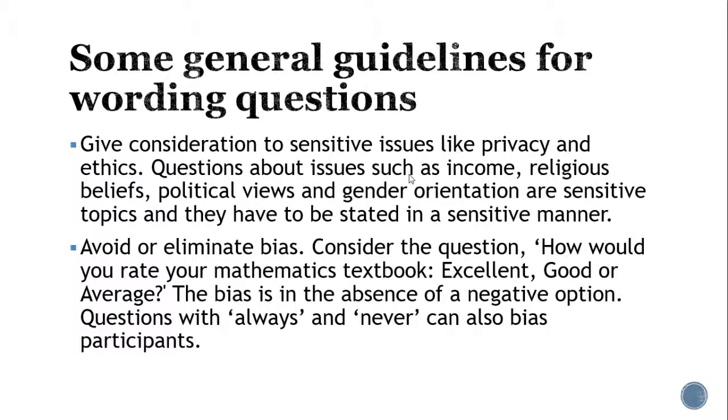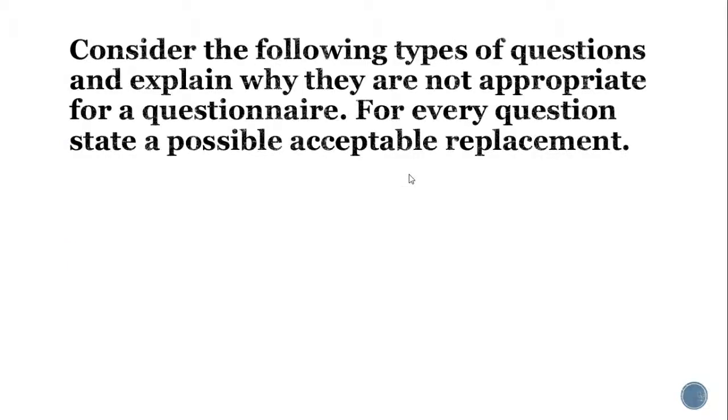Avoid or eliminate bias. Consider the question, how would you rate your mathematics textbook? Excellent, good, or average? So you've said nothing that's bad. So therefore, if you thought it was bad, you actually couldn't say that. So the bias is the absence of that negative option. Questions with always and never can also be biased for participants.